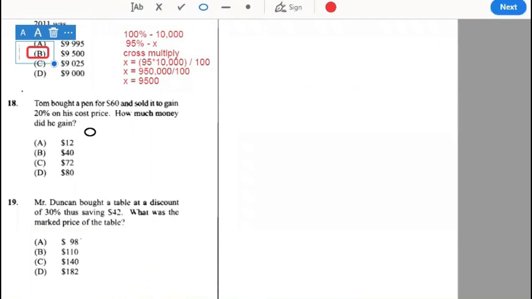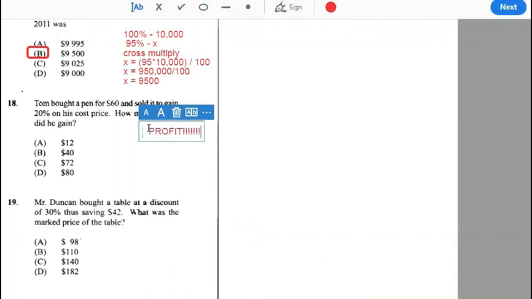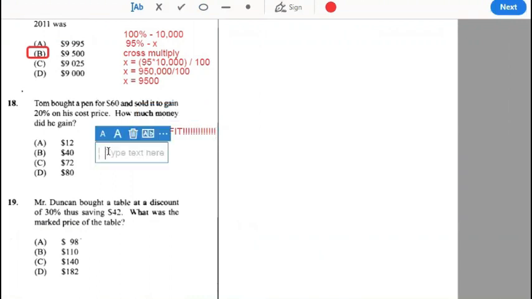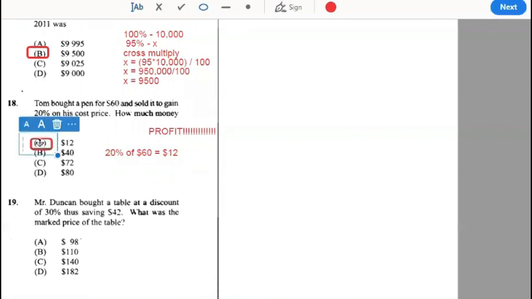Tom bought 6 pens for $60 and sold it to gain 20% on his cost price. How much money did he gain? So what the question is asking for is profits. Profit, guys, profit. How much money did Tom make? So we're finding 20% of $60, and that is $12. And our answer is A.